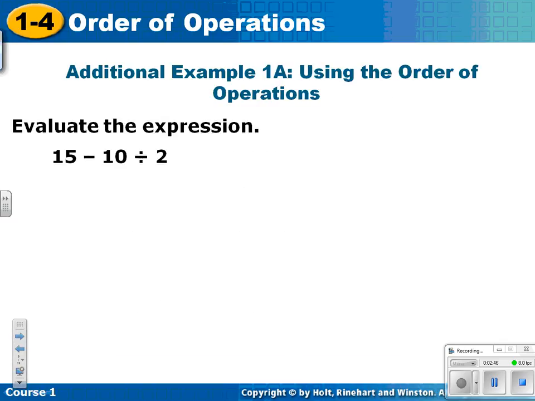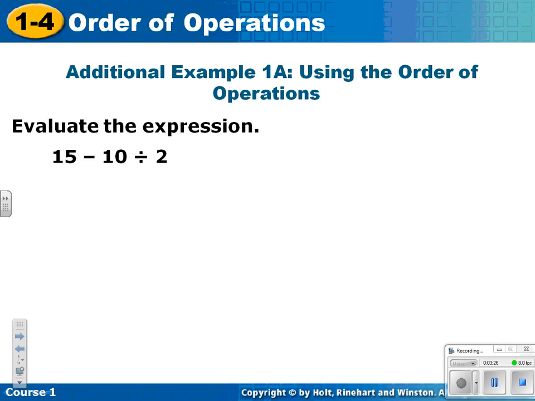So we have an expression. Just watch me first. Let's not do it together yet. I'm going to show you the way that I want you to do it, one step at a time. What I do is I write the problem out: 15 minus 10 divided by 2. Then I want you to underline the first operation that you're going to do. So you have to think. Please stands for parentheses. Do you see any parentheses in this problem? No. So we go to the next step.